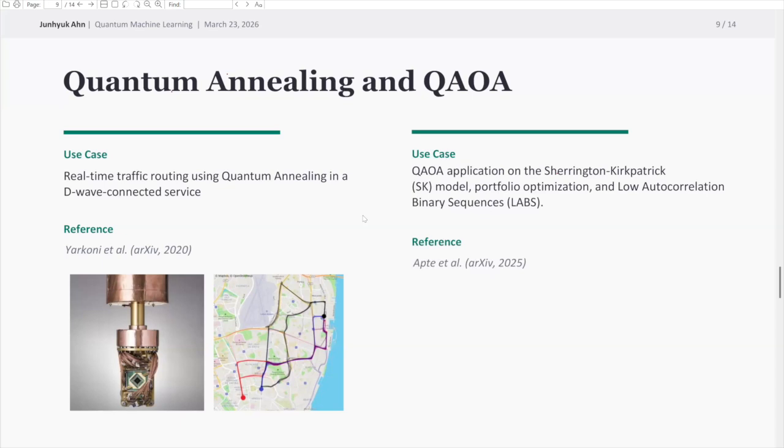quantum annealing software. QAOA also has many applications like portfolio optimization, and low autocorrelation binary sequences, which is when you're trying to generate a perfectly random noise signal, and also the max-cut problem too. So quantum annealing and QAOA is one of the most widely used applications right now.